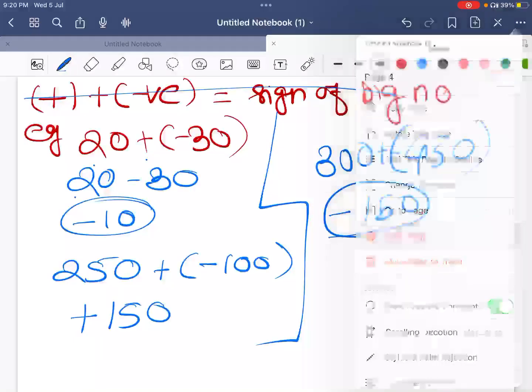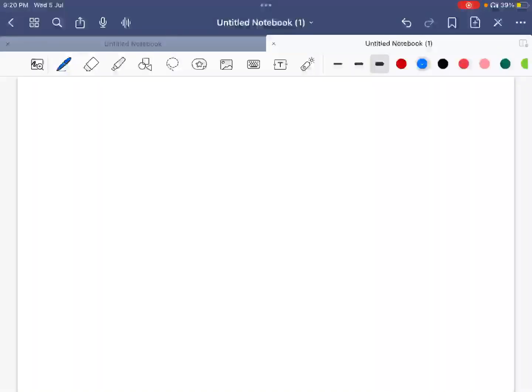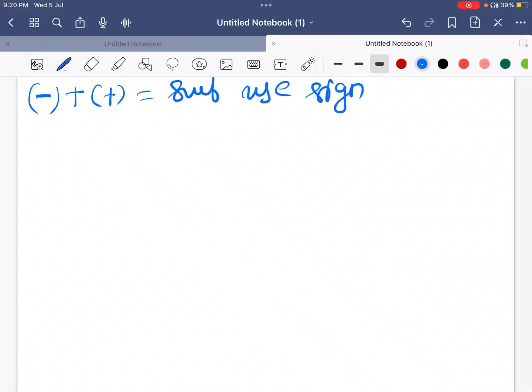So now we are going to talk about the next condition. Suppose the first number is negative and the second number is positive. So for this case also we have to use the same condition, or solve it by the same method. So first of all take a subtraction and use the sign of the bigger term. Clear? Okay. So now let's try to solve a few examples.